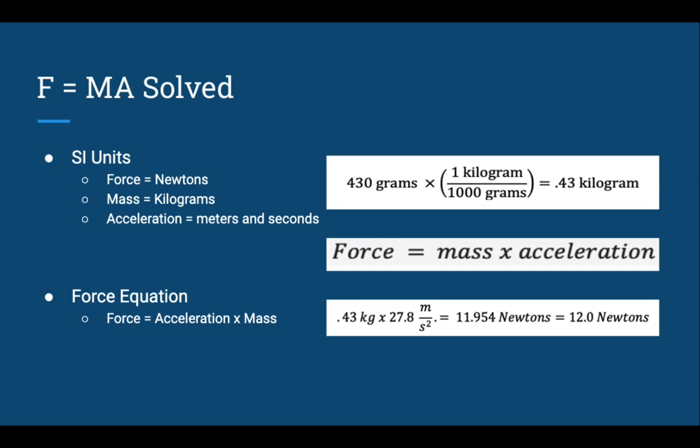We will then multiply the mass by acceleration of 27.8 meters per second squared, and this will give us a force of 11.954 newtons. With sig figs, this will be 12.0 newtons.